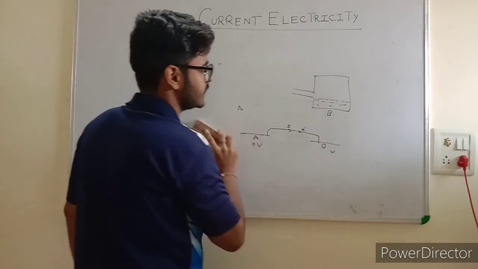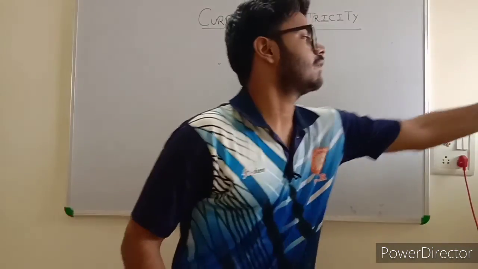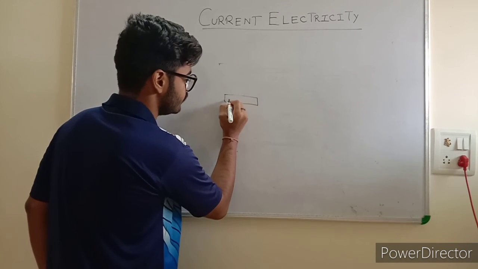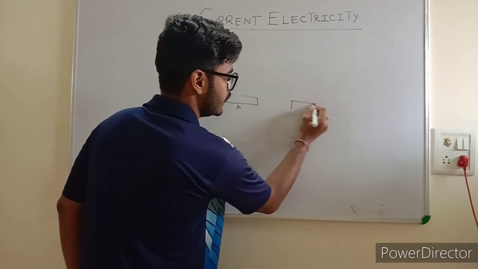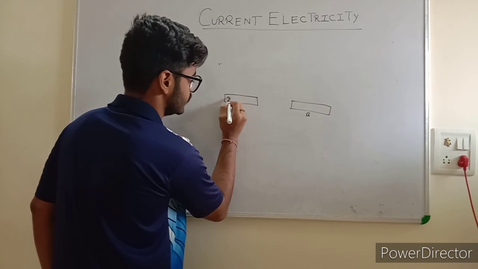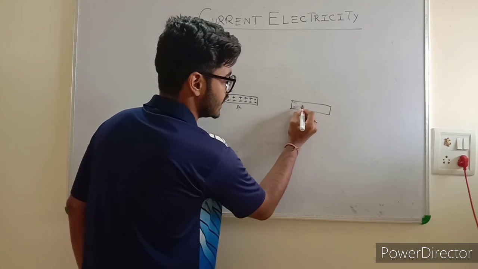So there is another example. If there are two oppositely charged bodies, this is A and this is B. A is positively charged and B is negatively charged.